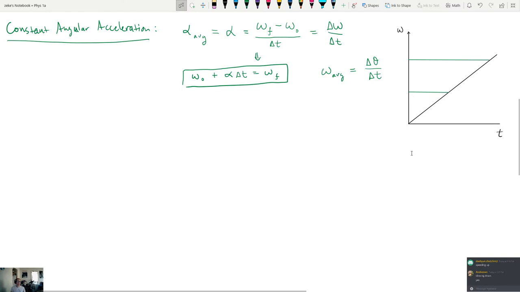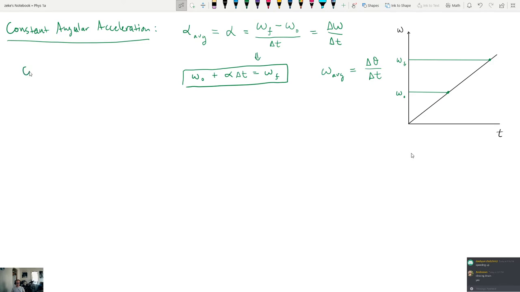Okay. So this is going to be the point that we call omega initial, and this is going to be the point that we call omega final. And it happens to be the case that if I want to talk about what the average angular speed is, omega, the average omega.